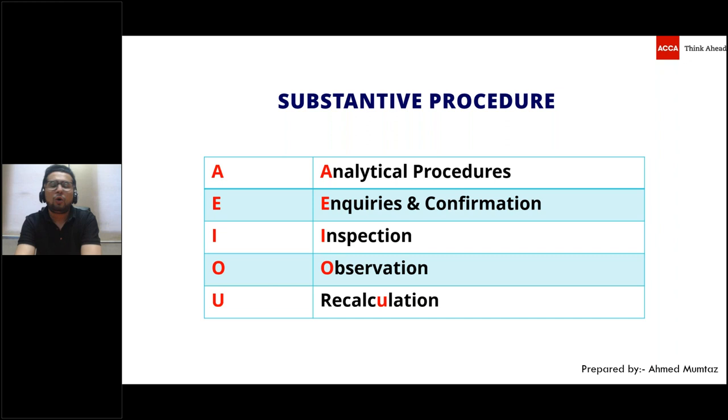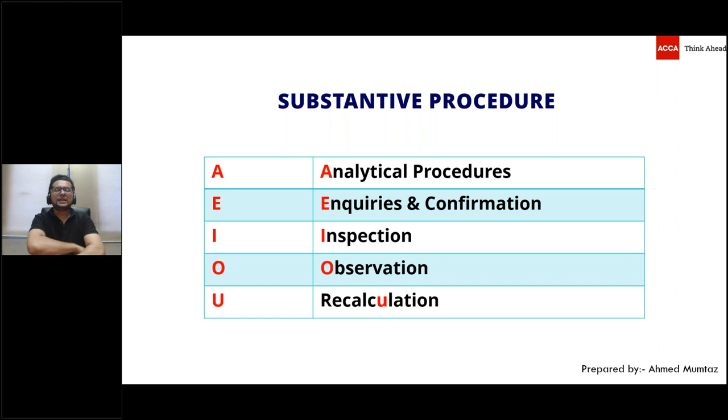Auditor would not get written representation for each and every case. Auditor would get the written representation only if there are no other reliable audit evidence available. So these are the two cents regarding the written representation. So we are done with A, analytical procedures, B, inquiries, C, confirmation.